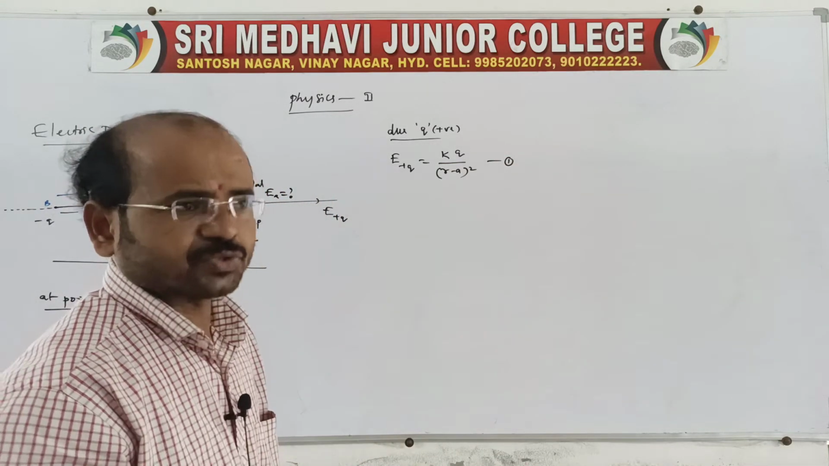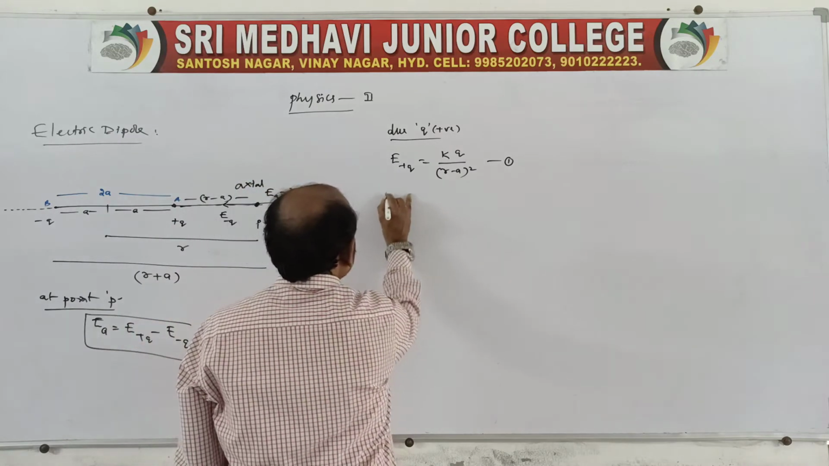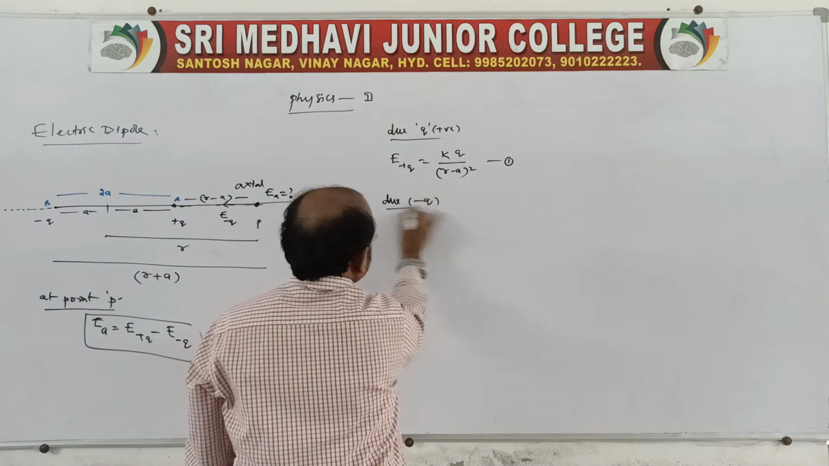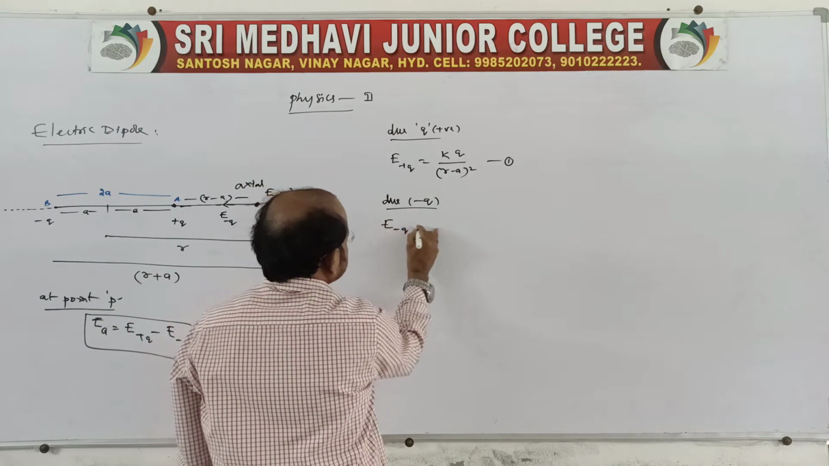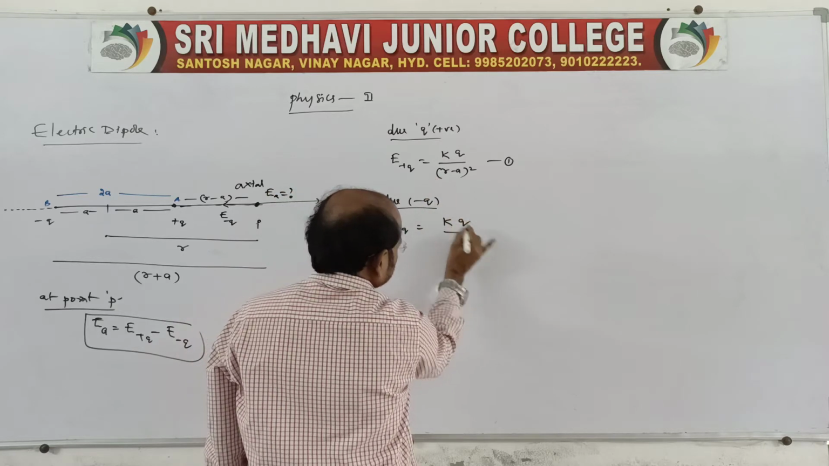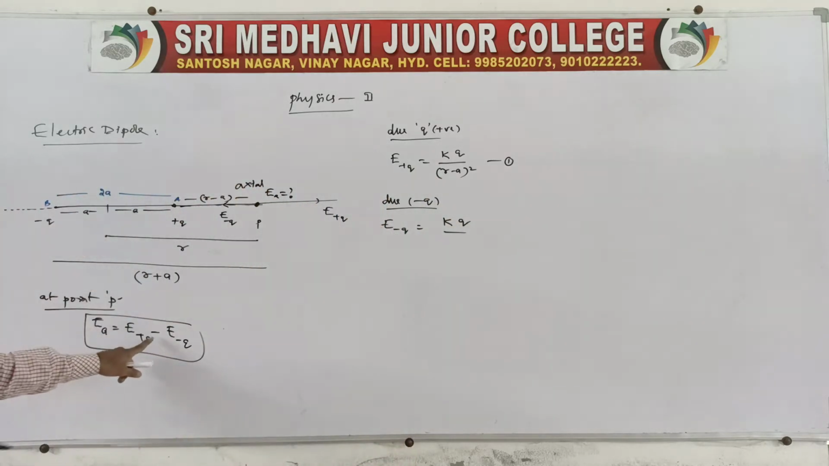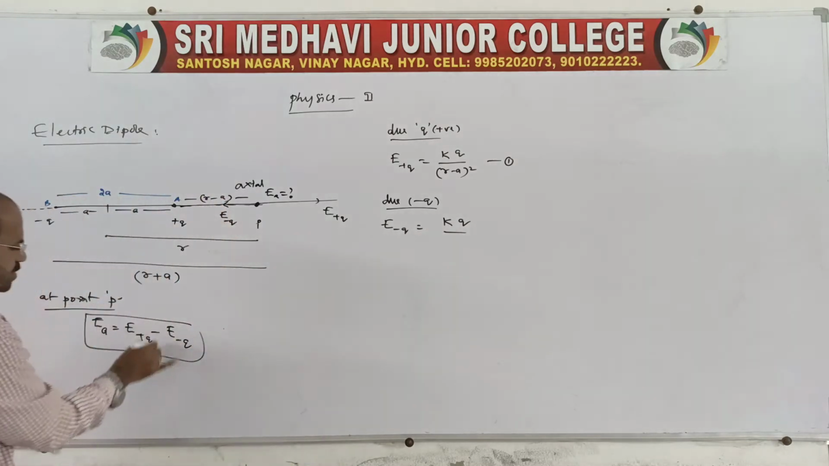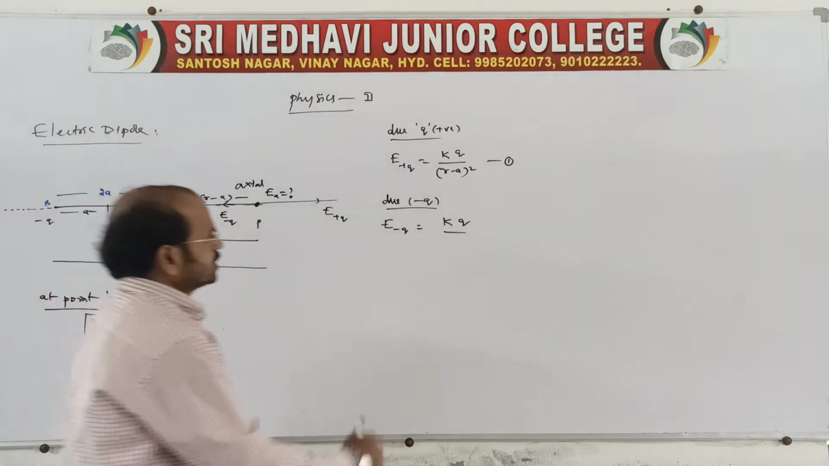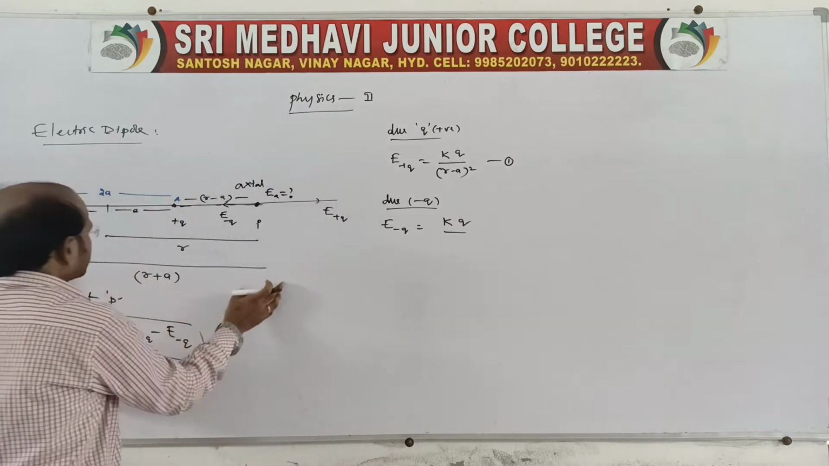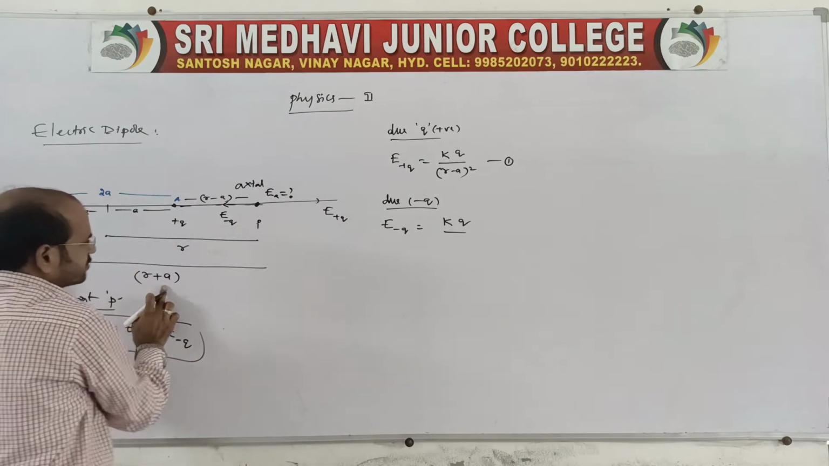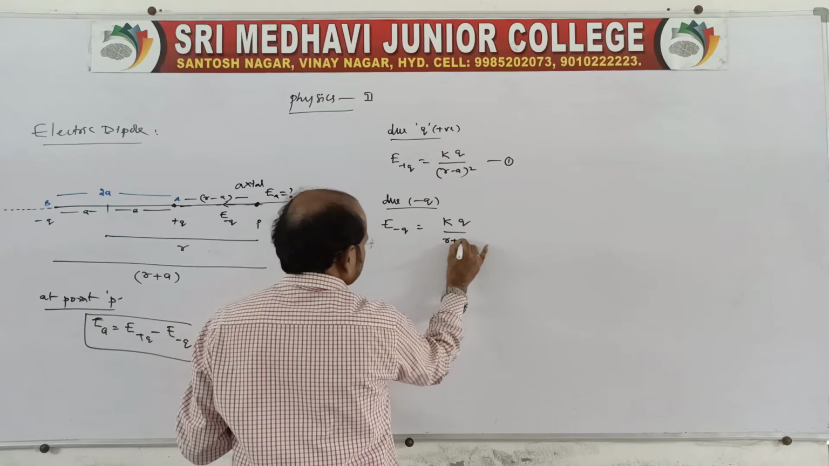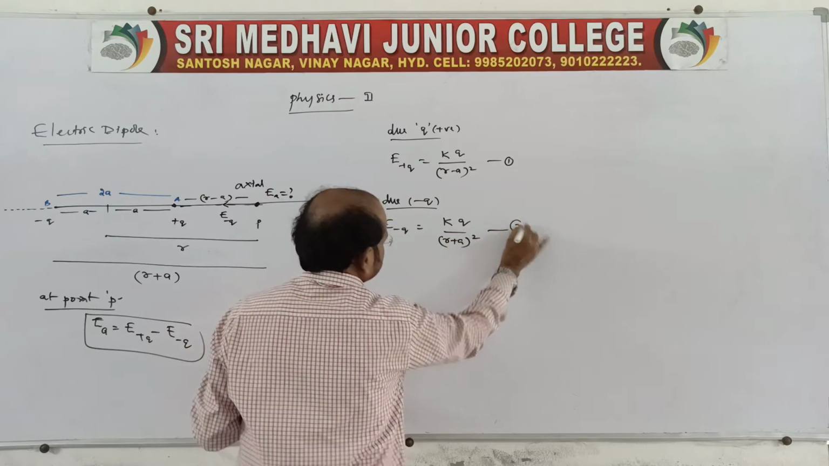Actually this derivation is very simple. It is for a 4 marks question, right? Due to the minus q charge, E minus q is equal to kq by r plus a whole square. Don't write the minus here, because the minus is already there; if you write minus here, then it becomes plus in the resultant. The distance from the negative charge to the point is r plus a, so you write r plus a whole square. This is equation 2.